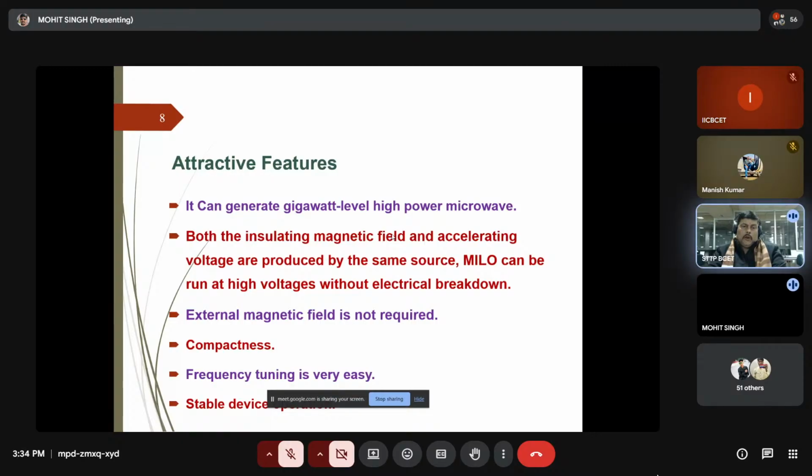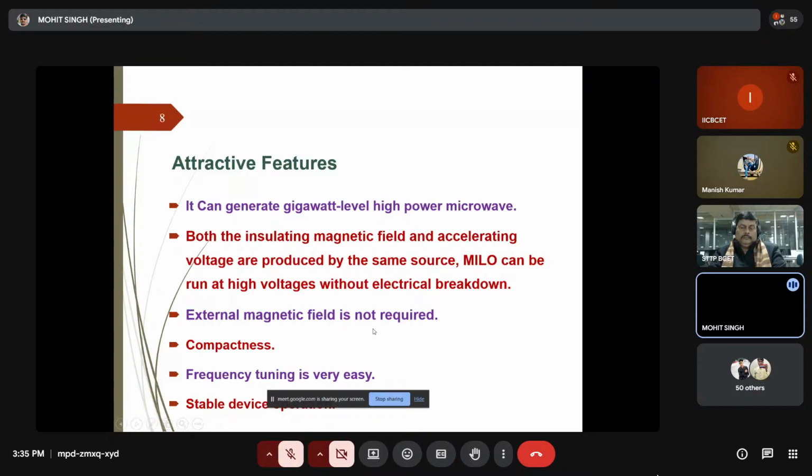So there is not much tuning required between the applied voltage for the electron beam and for the insulating magnetic field. That's why it can operate at high voltage, because tuning is not required. If two different voltages were required, one for creating the magnetic field and another for generating the electron beam, then tuning would be required between them. But here no tuning is required, because a single source generates both.